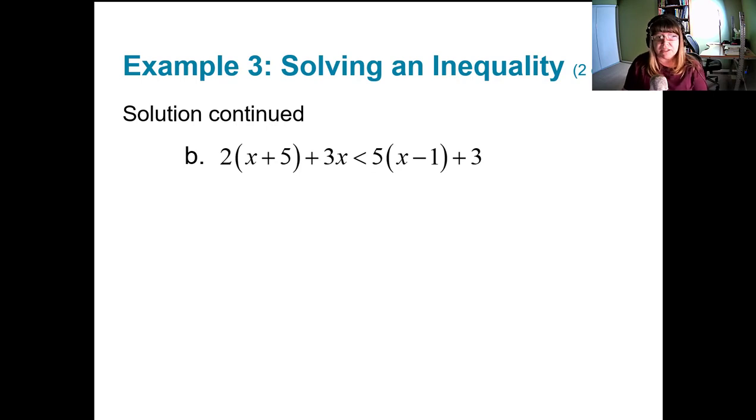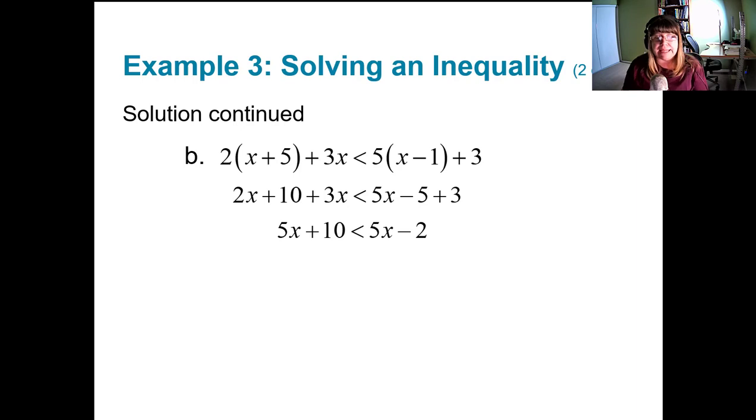2 times x plus 5 plus 3x is less than 5 times x minus 1 plus 3. I'm going to do the same strategy where I'm going to distribute for both sides, and then I'll add like terms and see what I get. 2x plus 10 plus 3x is less than 5x minus 5 plus 3. Adding like terms, we get 5x plus 10 is less than 5x minus 2. And we end up with 10 is less than negative 2.